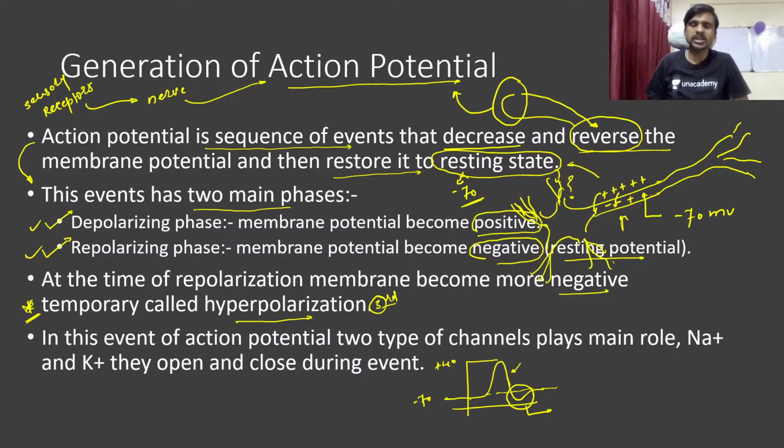Okay, so in the refractory period, the cell is not going to accept any signal from the vicinity of the environment. That's why it's temporary and has a very short duration at that particular phase. In this event of action potential, two types of channels play the main role: first is the sodium channel and the second is the potassium channel. They open and close during this event, the depolarization and the repolarization, one by one.